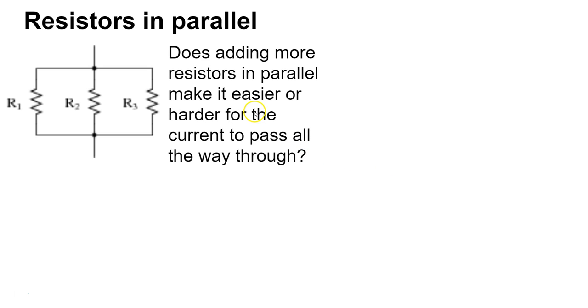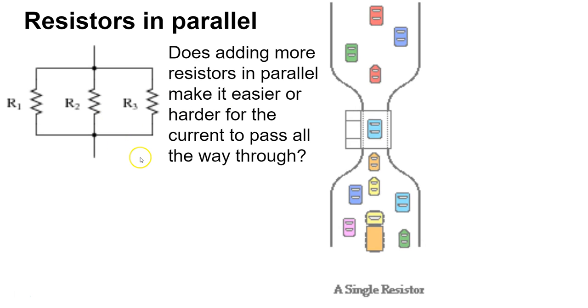So then the question is, does adding more resistors in parallel make it easier or harder for the current to pass all the way through? Well, in the previous one, you'd think it's common sense. If you add more resistors, there's going to be more resistance, so then it's going to be harder for the current to pass all the way through, right? Well, turns out in parallel, that's not the case. It ends up making it easier for things to pass through.